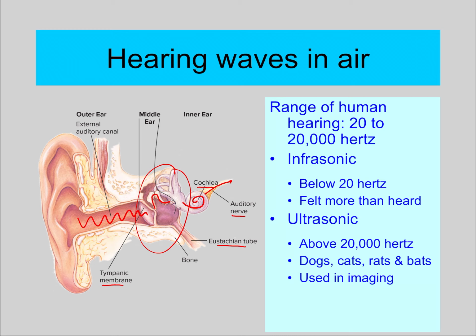Now, ultrasonic is the other side. This is 20,000 hertz and higher. Normally, the animals that hear this are the dogs, the cats, rats, bats, and we use it in imaging. The thing about high frequency noises is that they're so high pitched that the structures in your ear are not fine tuned enough to perceive them. So some people can hear them because their structures work really well, and other people can't, but it's not abnormal to not be able to hear them.